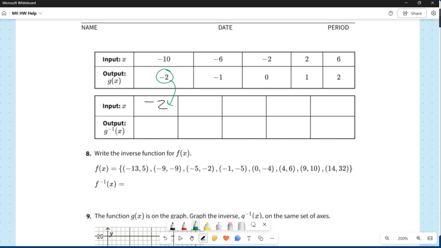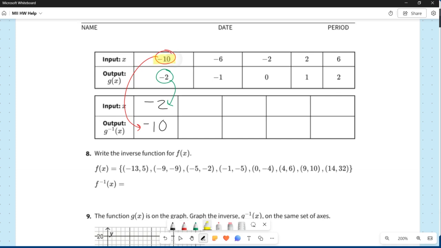You take your original result, your output, you plug it into the inverse, and your output of the inverse function is going to be whatever you started with. It's going to be the input that resulted in the original output. So this number is this number. So this is how inverse functions work.